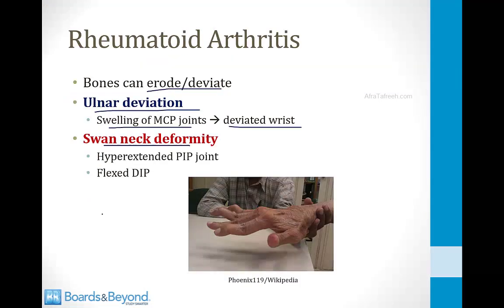Second finding is the swan neck deformity. This occurs when there's hyperextension of the PIP joint and the DIP joint becomes flexed. The fingers begin to look like a swan's neck, like this man has here, where it sort of comes up and then goes out like this.